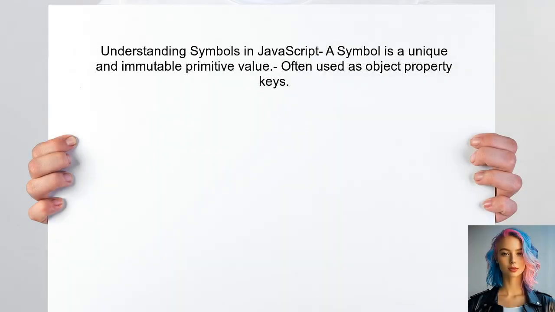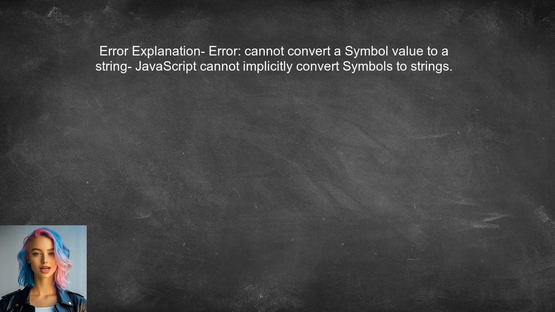To understand why the user cannot use an empty string plus a symbol, we first need to clarify what a symbol is in JavaScript. A symbol is a unique and immutable primitive value, often used as object property keys. Next, let's look at the error message. When the user tries to concatenate an empty string with a symbol, JavaScript throws an error because it cannot implicitly convert a symbol to a string.